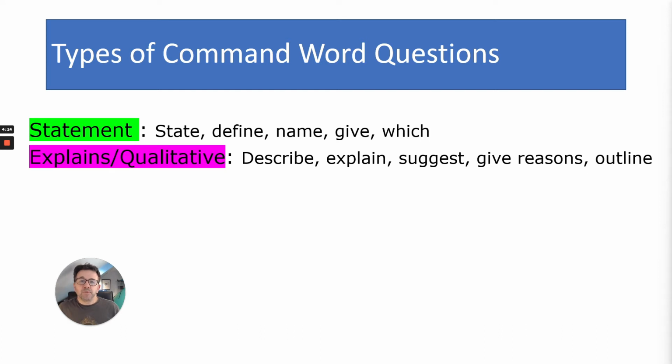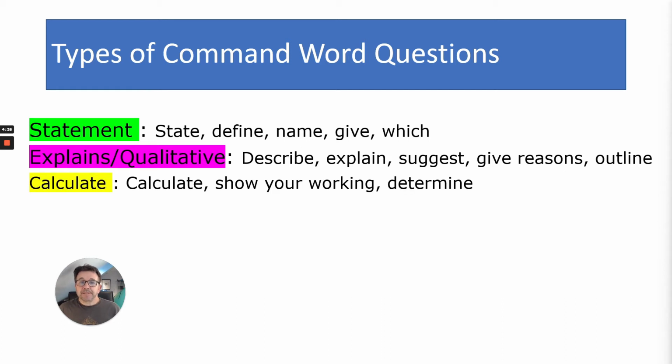So they're command words like state, define, name, give, which. Then explains, or qualitative command words. So there are both simple explanations and more complex explanations, using words like describe, explain, suggest. Suggest is usually where there are lots of different answers from looking at the data. Give reasons and outline. Calculate: remember 10% of your exam is calculations, so calculate is using the numbers to produce a solution. Show your working, or determine.